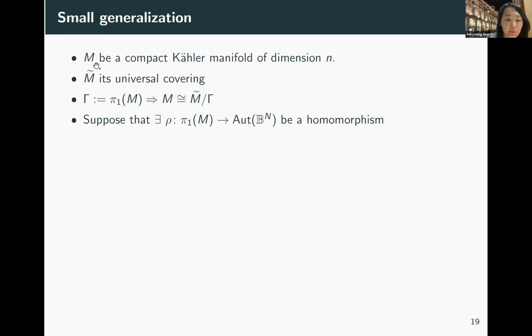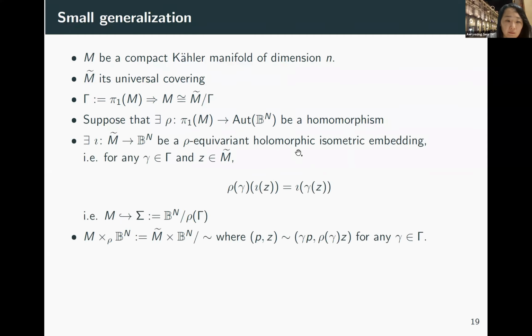Consider this M. M is a compact Kähler manifold of dimension n. Let this M tilde be its universal covering, and put this gamma, the fundamental group of M. Then M should be biholomorphic to this. And suppose that there is a homomorphism from the fundamental group to automorphisms. And also suppose that there exists an embedding from the universal cover to Bn, which is rho-equivariant holomorphic isometric.